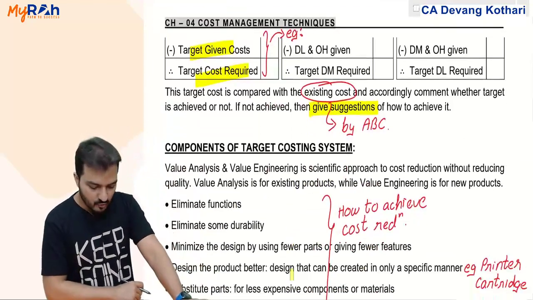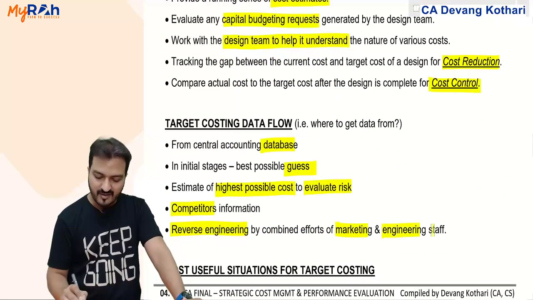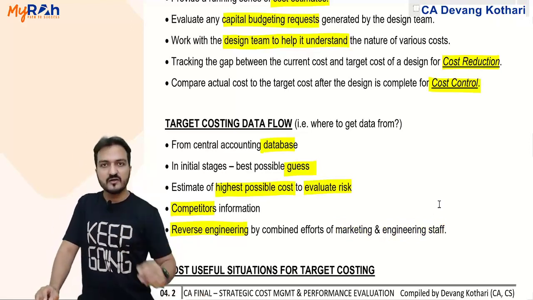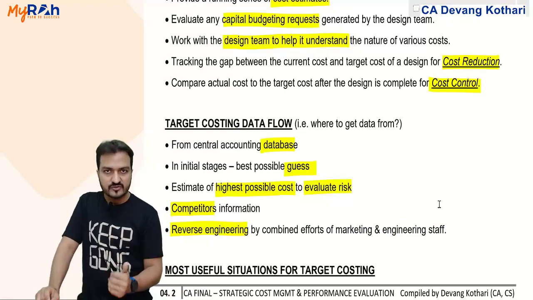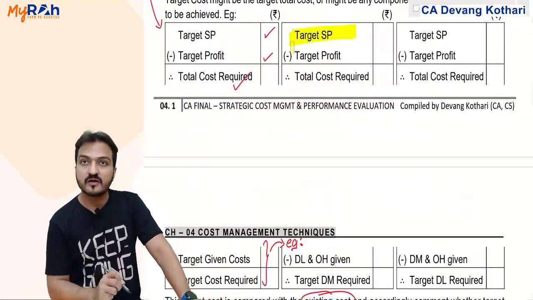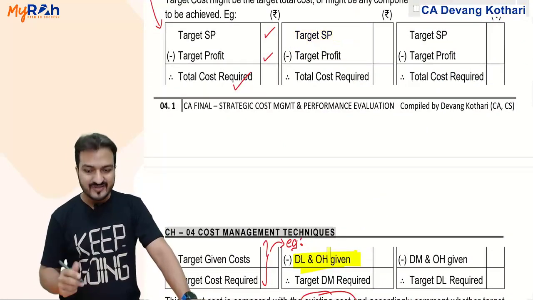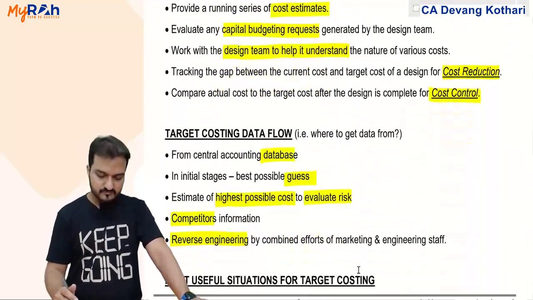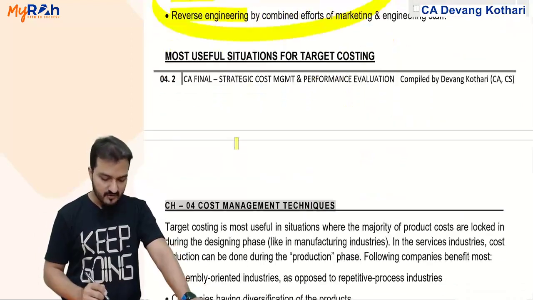That reverse engineering will require support from the marketing staff and engineering staff. Marketing staff will tell me what the selling price of the other companies, the competitors, is. Engineering staff will tell me what my other costs, the given costs, are. Marketing staff can help me identify the target selling price. Engineering staff will help me identify these costs which are given, so that I can find the target cost required. Done? Yes. This was called target costing data flow, meaning where to get the data from.